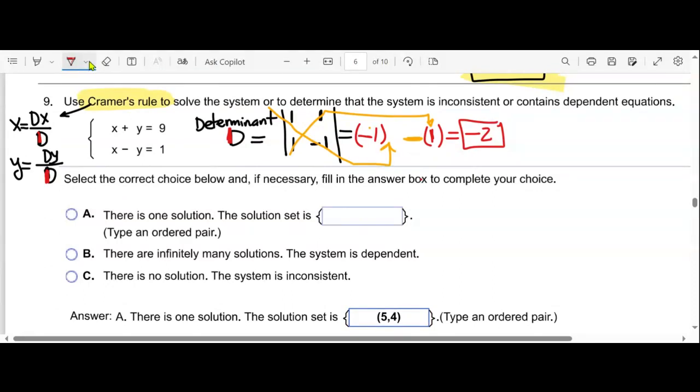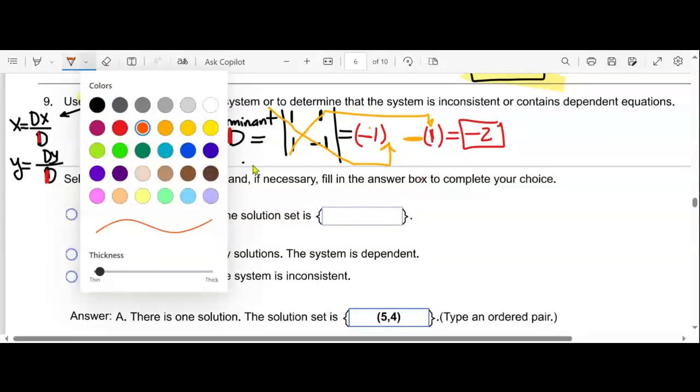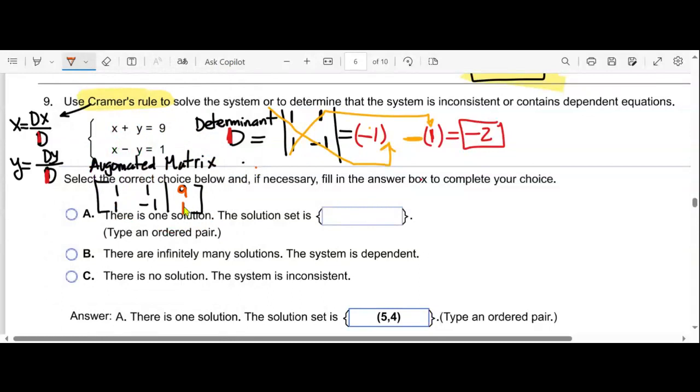Now, before I do dx, I have to tell you that we have to write this as an augmented matrix. What's the augmented matrix? It is 1, 1, 1, negative 1, and then 9 and 1, right? Is this clear or not clear? Clear, ya Muhammad? Now, how can I get dx? Who can tell me? How can I get dx?